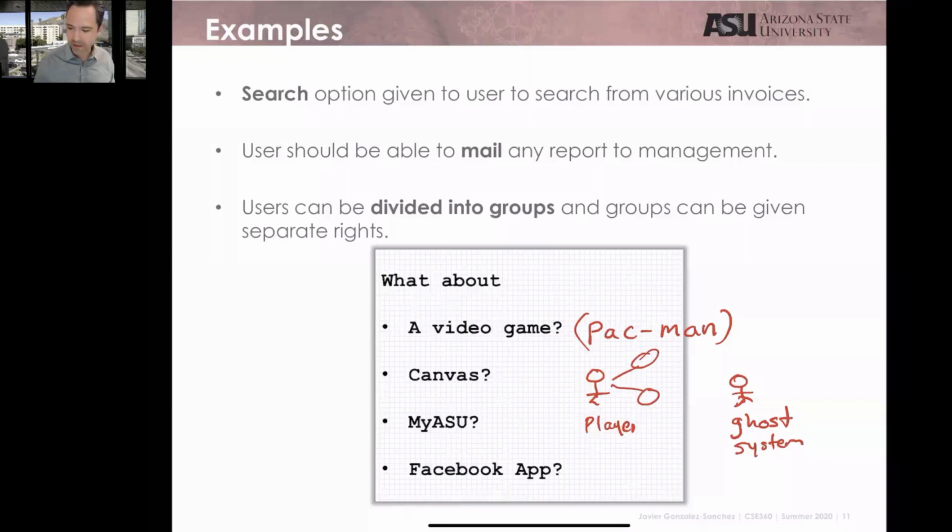What are some things that the player does? What are things that the system does? The player moves the character. The player hunts the enemy, whatever it is.